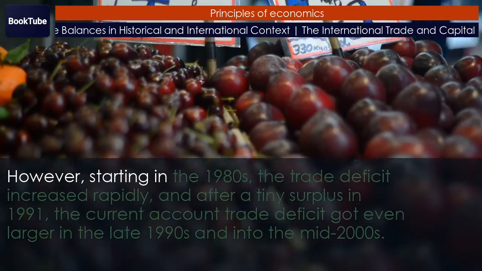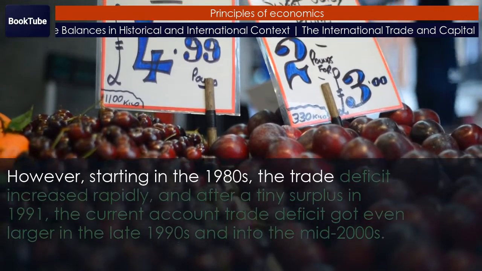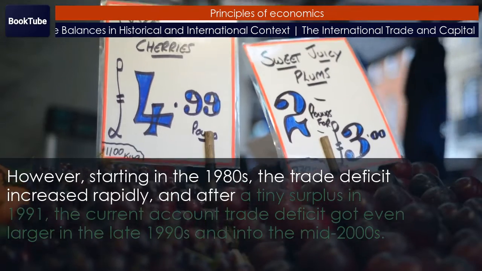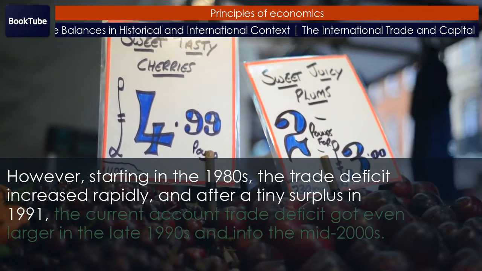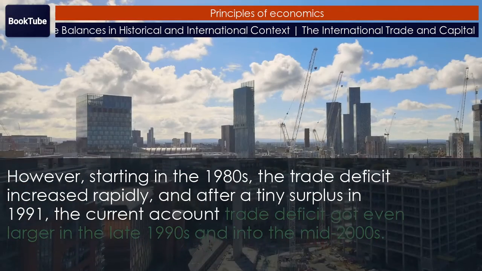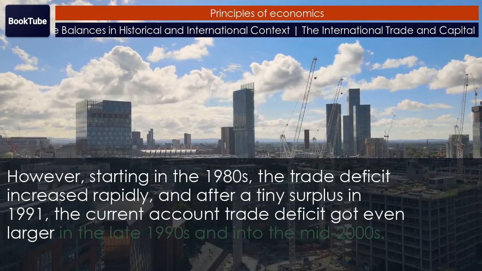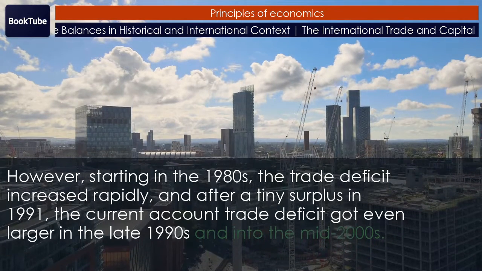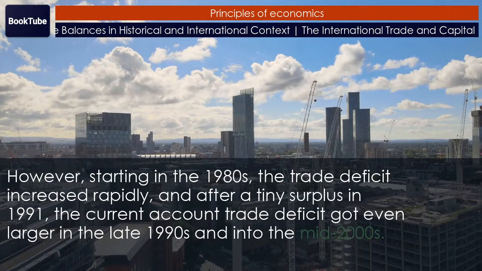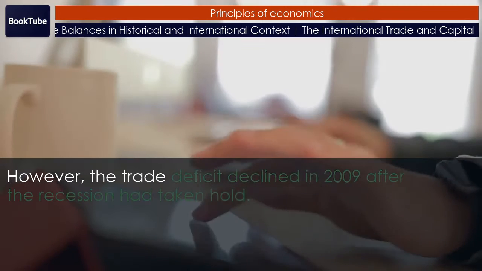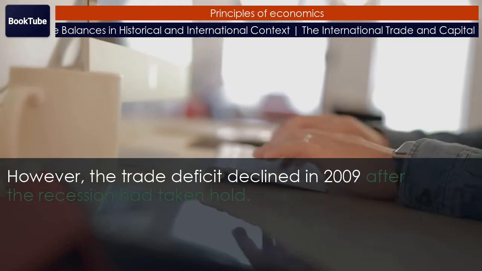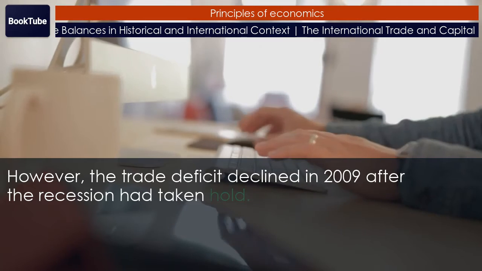However, starting in the 1980s, the trade deficit increased rapidly, and after a tiny surplus in 1991, the current account trade deficit got even larger in the late 1990s and into the mid-2000s. However, the trade deficit declined in 2009 after the recession had taken hold.